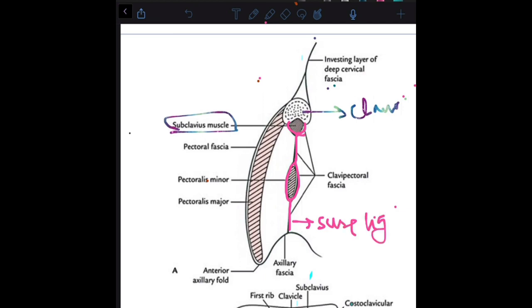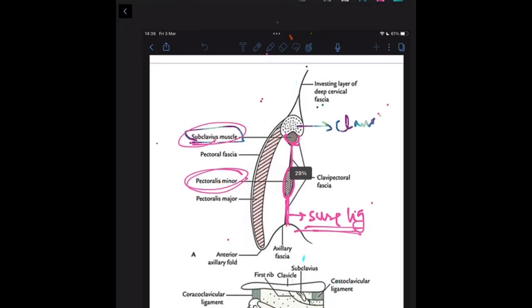So we have seen 2 points here. First thing, it is splitting to enclose the subclavius muscle and the pectoralis minor. This is the first point. And the second point is it is continuing as the suspensory ligament. Okay, so we have covered 2 points.